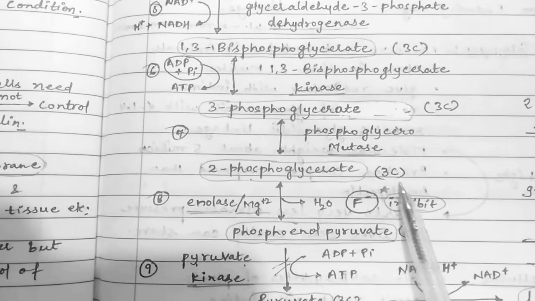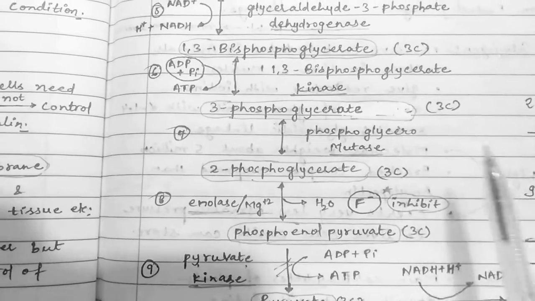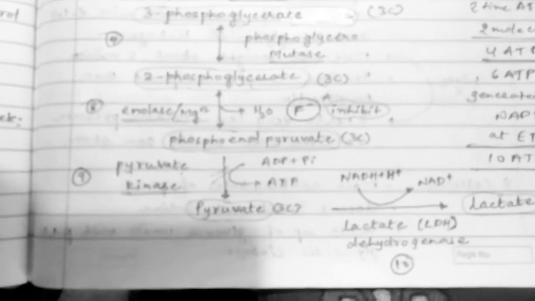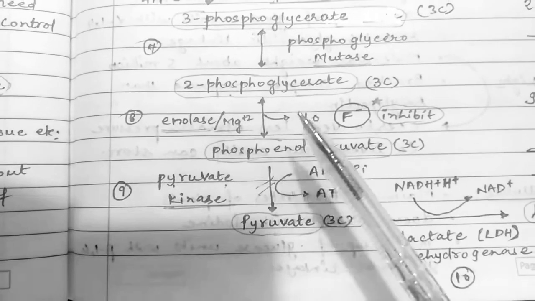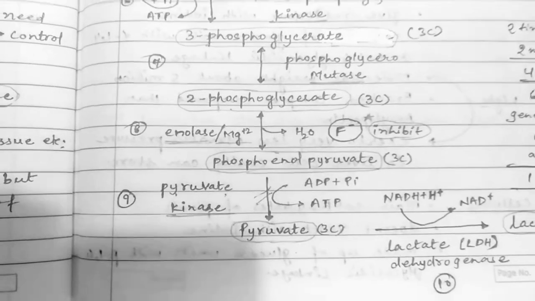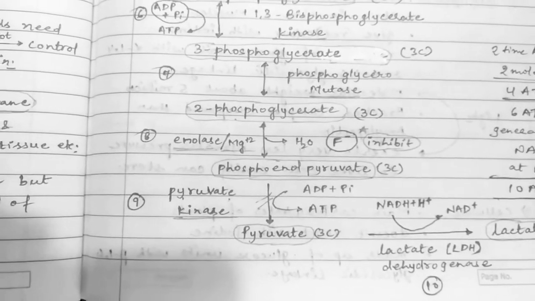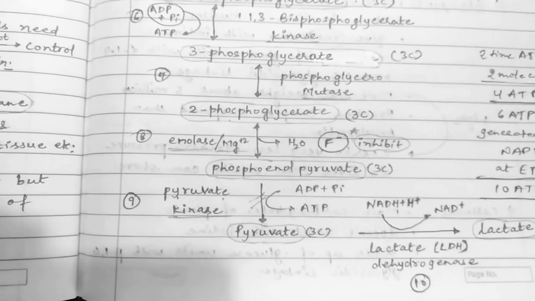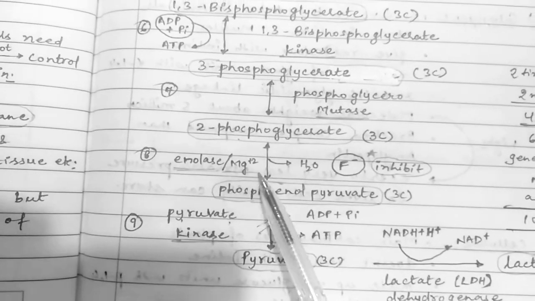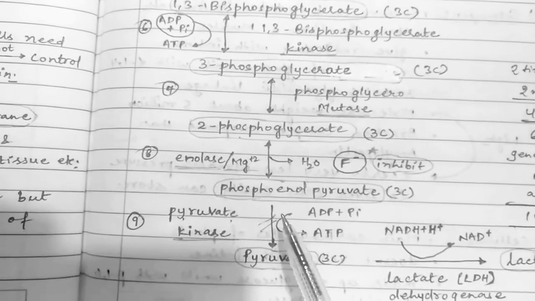This also contains 3 carbons, and for this reaction we require the phosphoglycerate mutase enzyme. Then student, this is the very important reaction, step number 8. So why is it important? Because in this reaction Mg2+ ions are required. Student, you need to remember, if magnesium ions are present in the cytoplasm, then this reaction takes place, or glycolysis takes place.